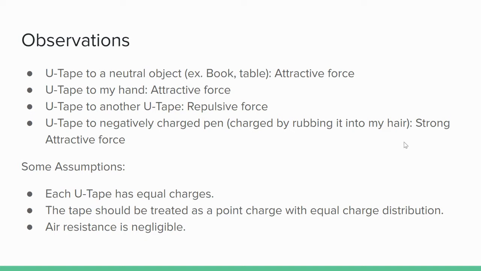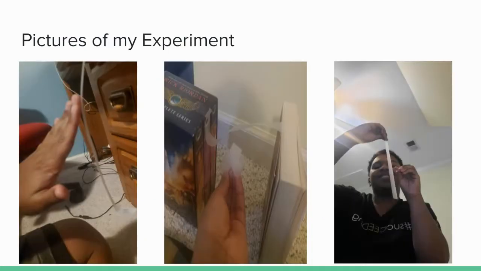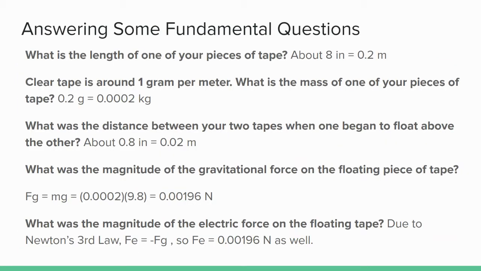Some assumptions I made during the course of this lab were that each U-tape has equal charges, that the tape should be treated as a point charge with equal charge distribution, and that air resistance is negligible. So here are some pictures of my experiment. The first picture represents my hand to a piece of U-tape. The second picture represents a piece of U-tape to another piece of U-tape. And the third picture shows me holding a pen to another piece of U-tape.